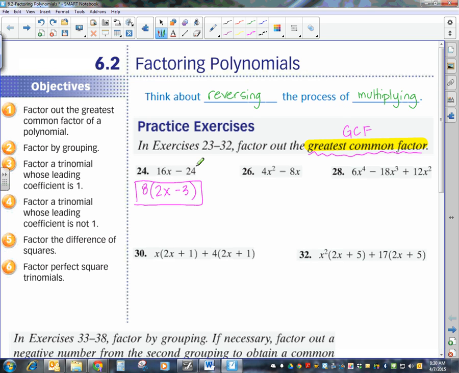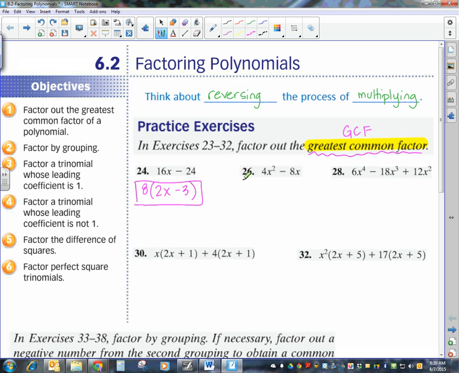Keep in mind when you factor out a GCF, however many terms you have to start with, that's how many terms you must have inside the parentheses. The number of terms will not change by factoring out a GCF. Okay, look at the next one.